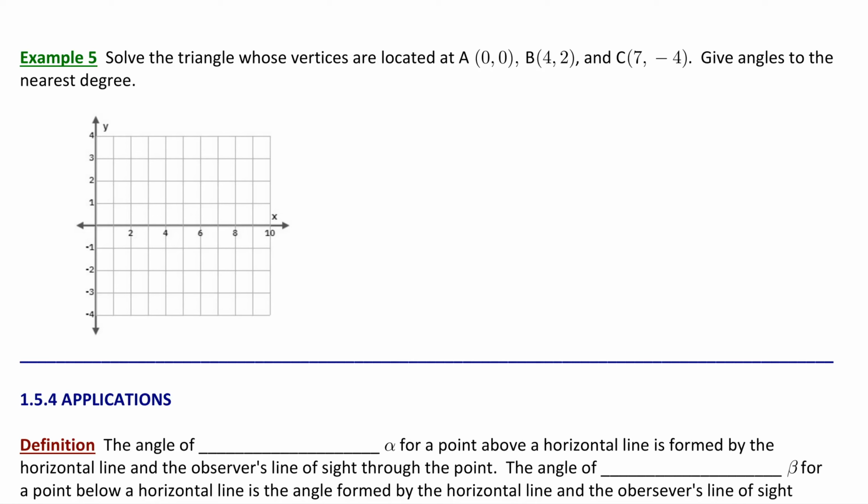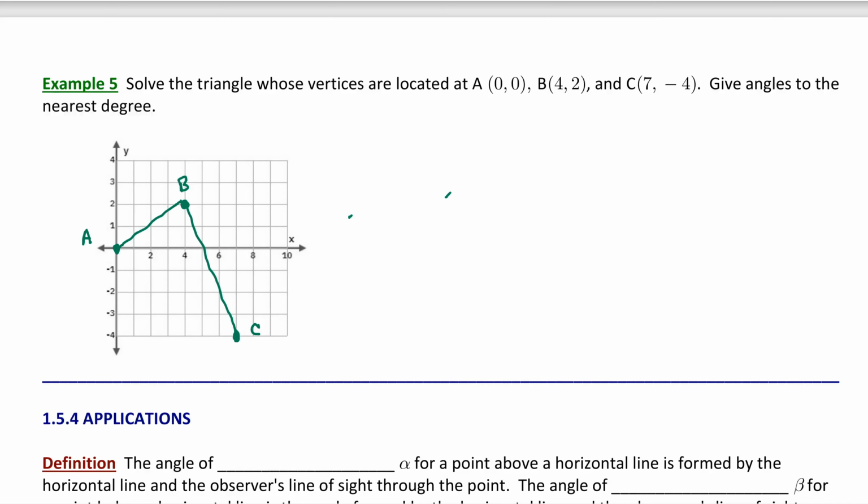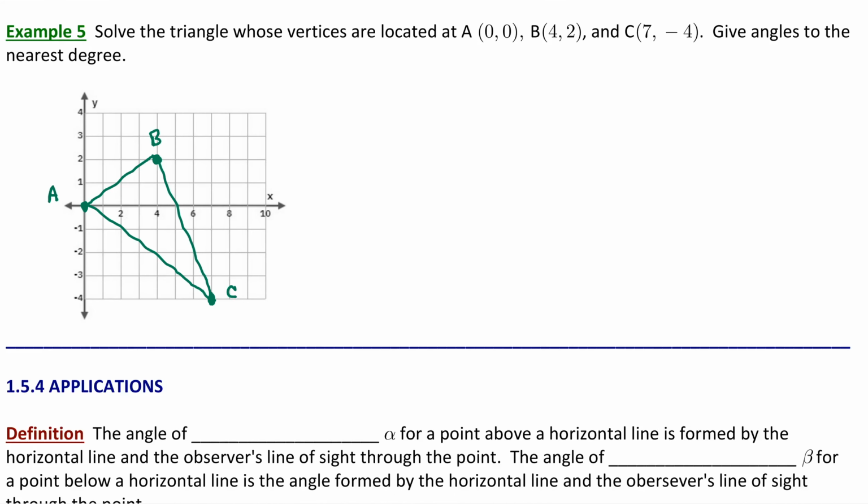Let's begin by constructing our triangle. Point A is at ordered pair 0, 0. Point B is at ordered pair 4, 2. And point C is ordered pair 7, negative 4. These three vertices construct a right triangle. So I'm going to go ahead and connect the dots. From the drawing, it appears that angle B is the right angle, but we don't know that for sure yet, so I don't want to make that assumption. We need to solve this triangle.